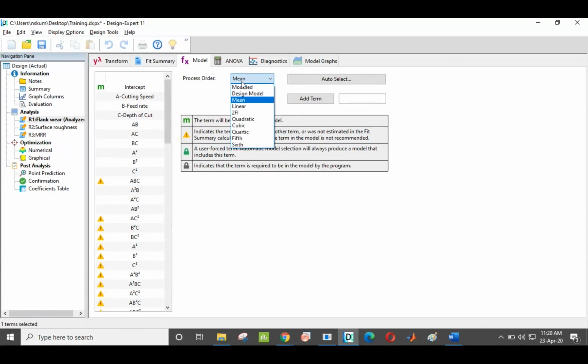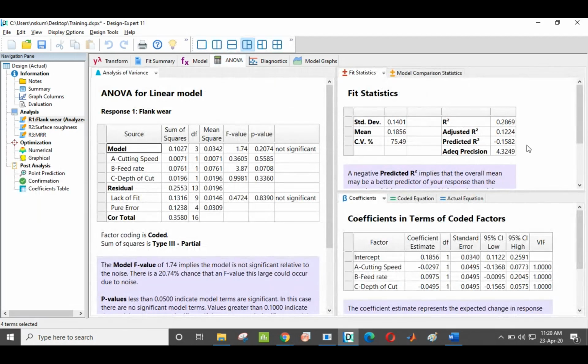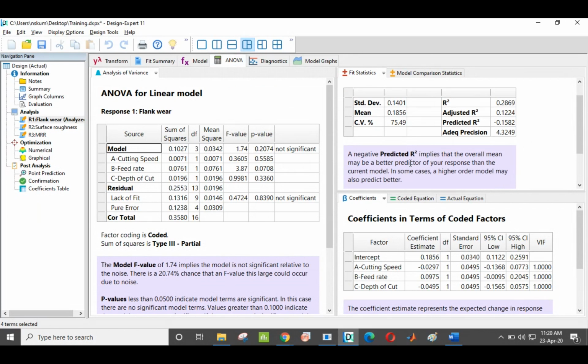So once again I am going back to linear ANOVA. So here minus 0.15. So by increasing the model, the prediction goes worse. Right? Since we have given the values, it is like that. So this is just a training, that's all.